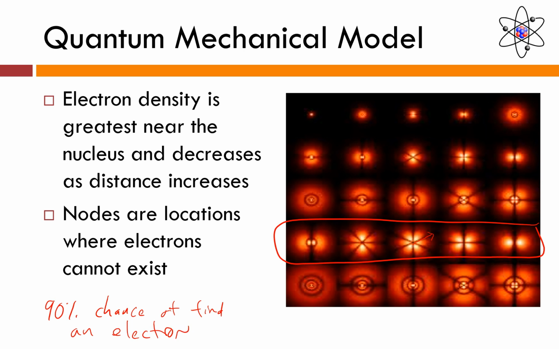We have just a 90% chance and not a 100% chance because, according to the Heisenberg uncertainty principle, you cannot know the location and the speed of the electron simultaneously. So we have to talk about where the electron is in terms of probability.